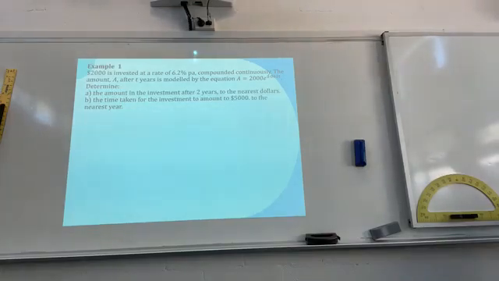And then you should be able to determine the time taken for the investment to amount to $5,000 to the nearest year. So part A, substitute t equals 2, work on it please. And then part B, you should be able to use your ClassPad and use solve. Those are the two things you need to do.